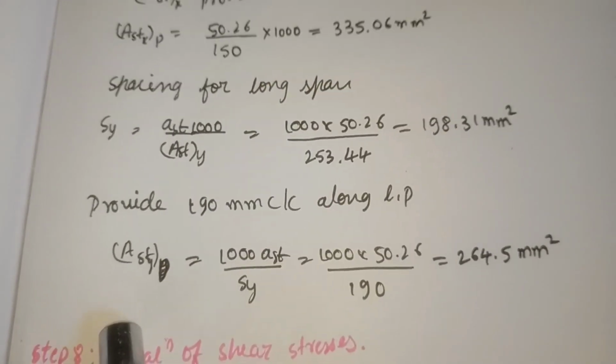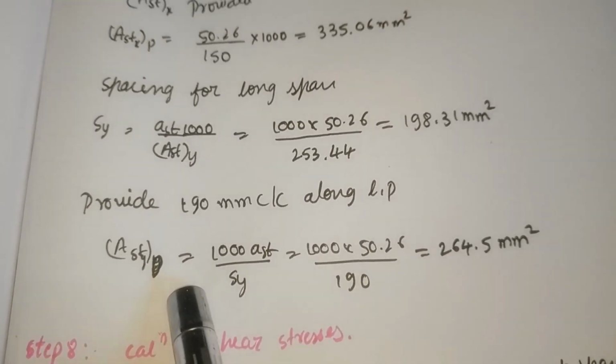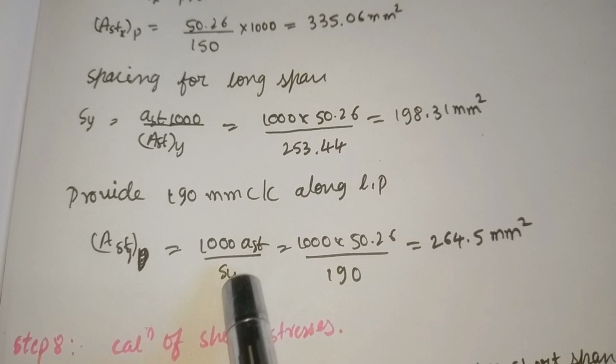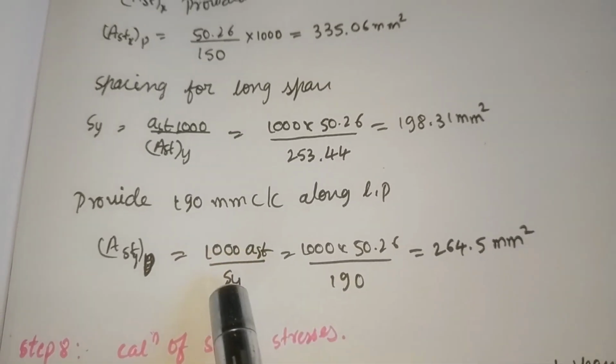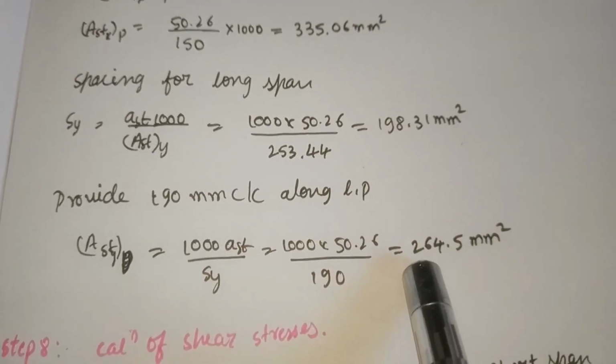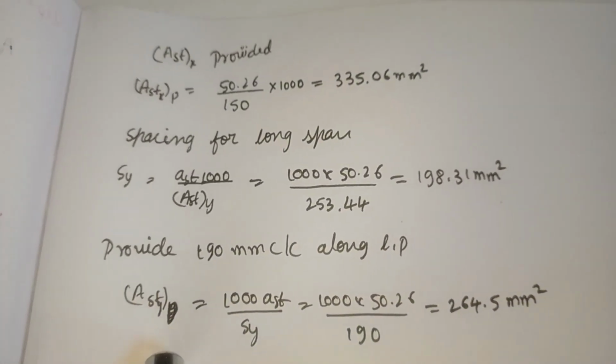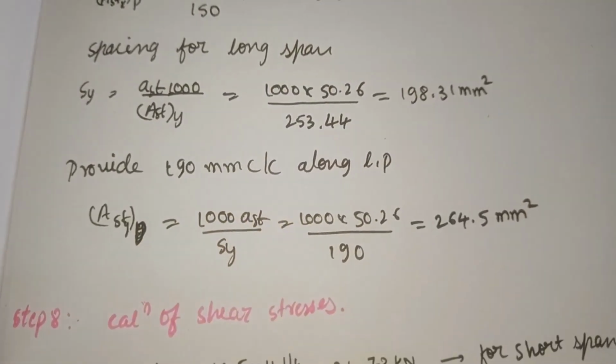So now here again we need to calculate the AST provided. For that we have the formula 1000 into AST divided by spacing. So substitute all the value. By simplifying, it will come out as 264.5 mm square is the AST provided. So this is how we calculate.